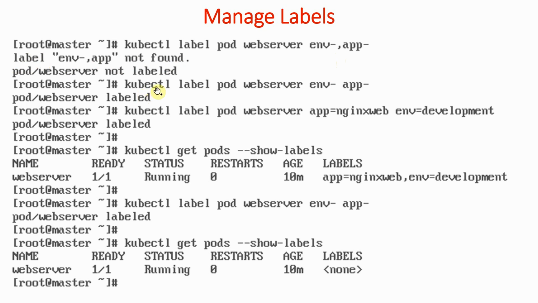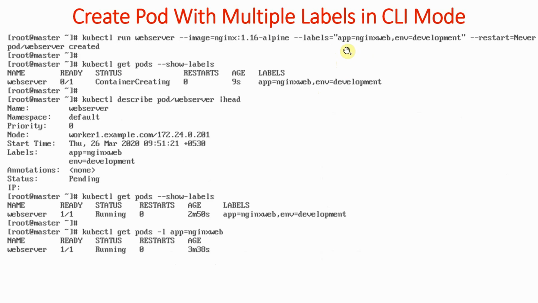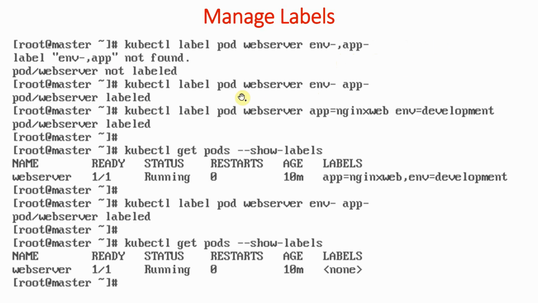Now the correct command is kubectl label pod webserver, because in our case when we created this, 2 labels were there, app=nginx-web and environment=development. So we wanted to remove those labels. So kubectl label pod webserver environment- app-. Now that means the pod labels got removed. Now we want to add them again. So how can we add? kubectl label pod webserver app=nginx-web environment=development. So that means first we removed, then we added the labels.